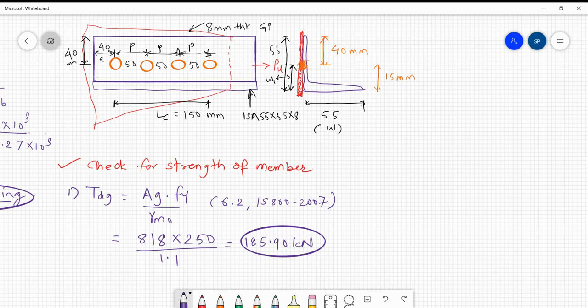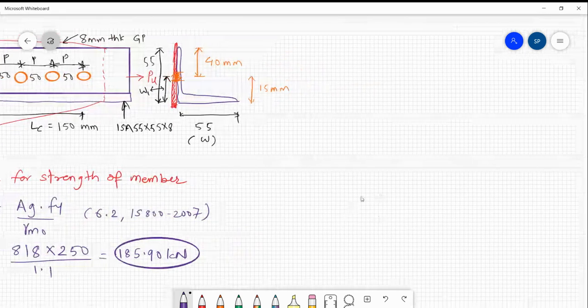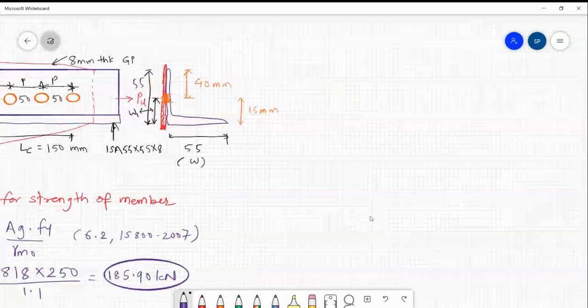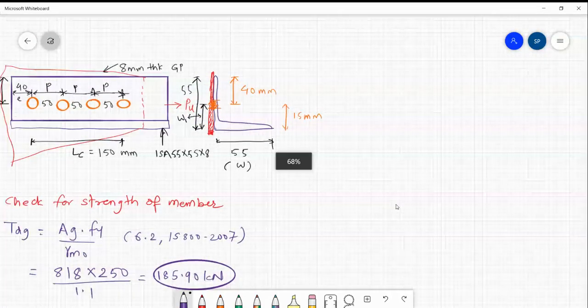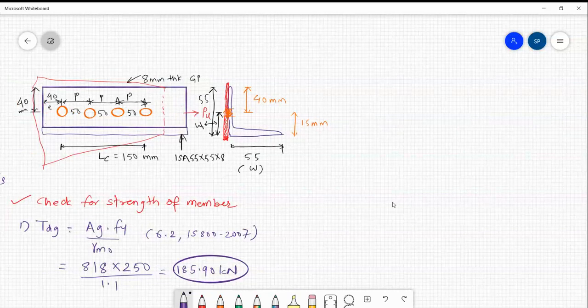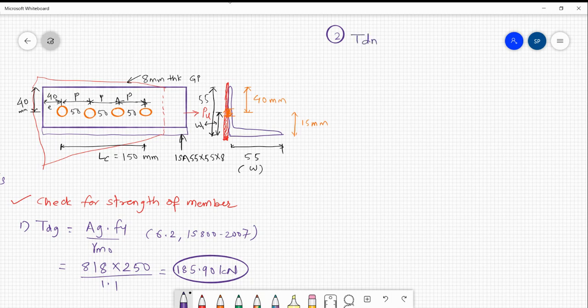Now in this check, second check is related to rupture strength. So first was yielding of cross section, denoted by TDG. Now we will be going for the next check, that is rupture of net or critical section. It is denoted by TDN.